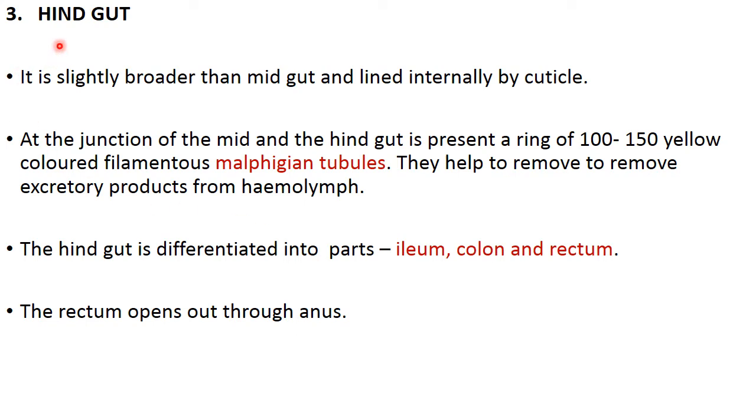The last part of the alimentary canal is the hindgut. It's slightly broader than the midgut and it's lined internally by cuticle. At the junction of the midgut and the hindgut is a ring of 100 to 120 yellow colored filamentous Malpighian tubules, and they are excretory in function, so they remove the excretory products from the hemolymph. The hindgut is differentiated into 3 parts, the ileum, colon and the rectum, and the rectum opens out through the anus. So this was about the alimentary canal of cockroach.